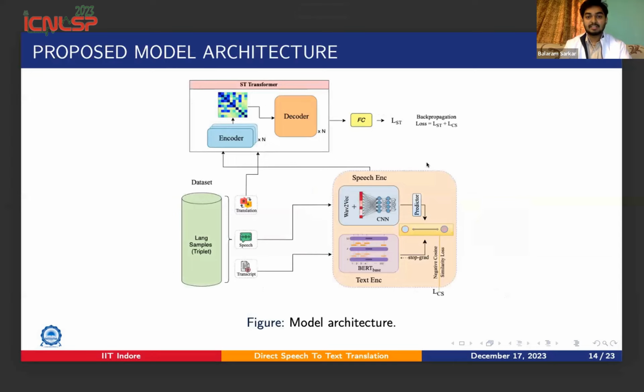The data set has a triplet: we have the speech, the translation, and the transcript as well. Even if we didn't have the transcript, we could use ASR data for the first task of bridging the modality gap. Then we could use that representation, if we had the translation, for the next task, which is speech to text translation, the second stage. So this is about the model.